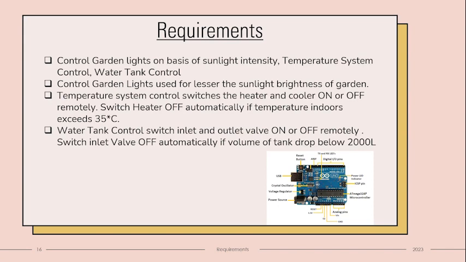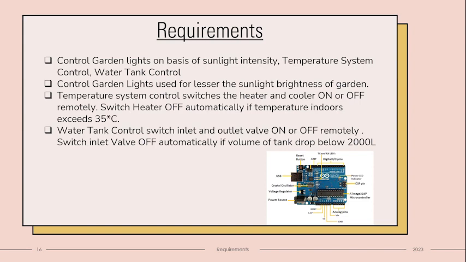The basic requirements are that we have to control the garden lights on the basis of sunlight intensity. Whenever sunlight comes to a certain place, we control the light intensity with the LDR sensor, and we can measure that light intensity with the LDR.